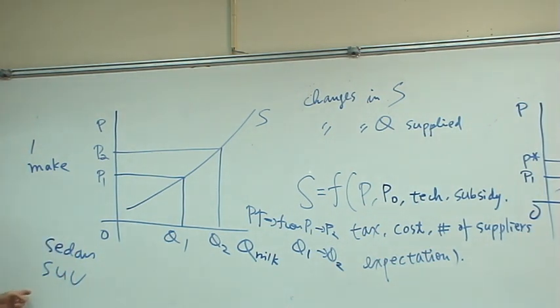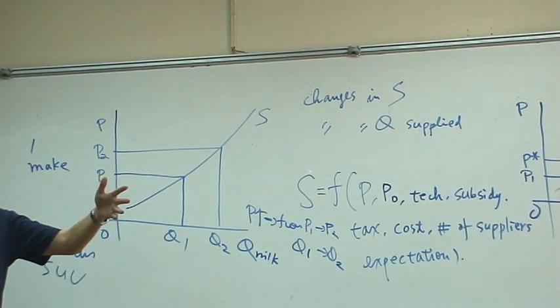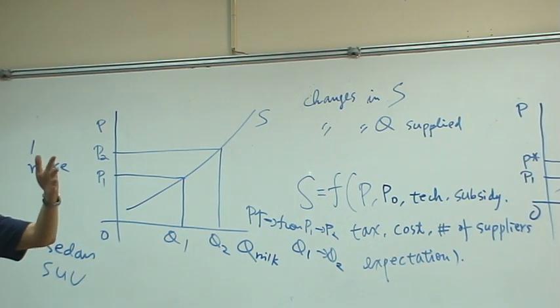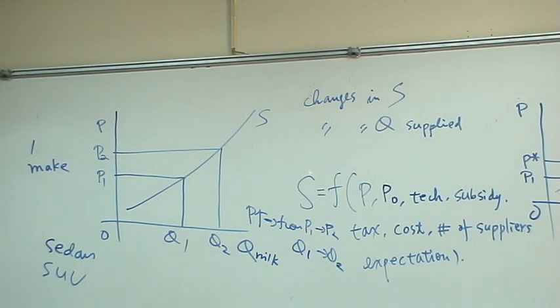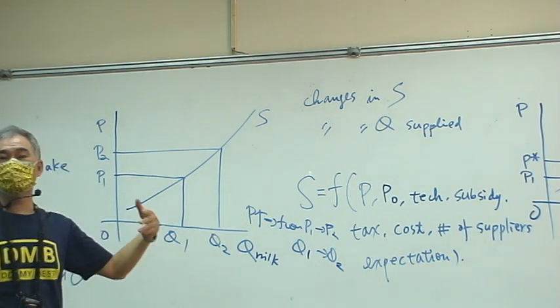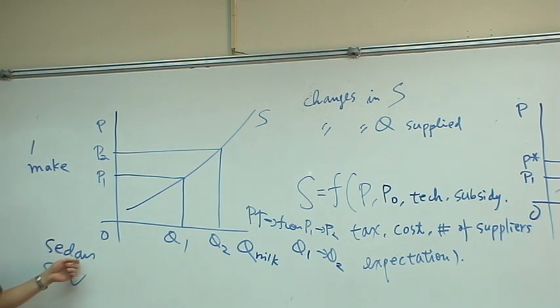SUV, Sport Utility Vehicle. Okay, because it is the same kind of car, right? But it has more space. It's more roomy. You can put more things in there. And because people love outdoors, this kind of car is more popular, it sells more, okay? So for producers, what will they do? They change their production line. They used to produce sedans, they close it now and change it to produce SUVs, okay?